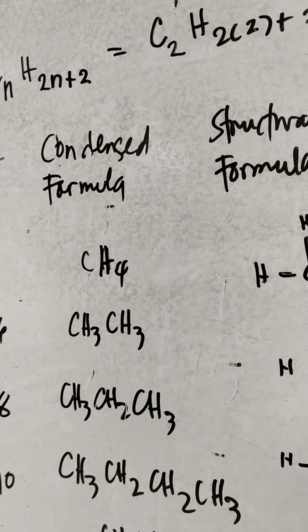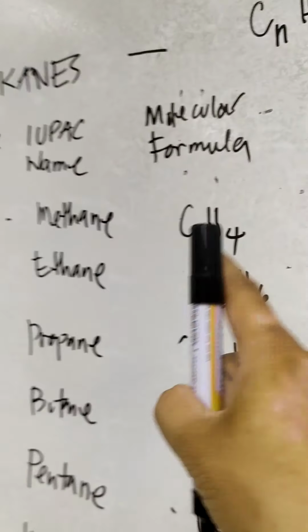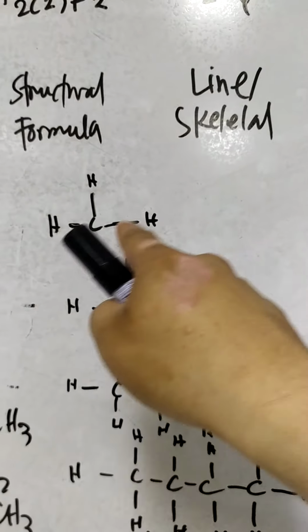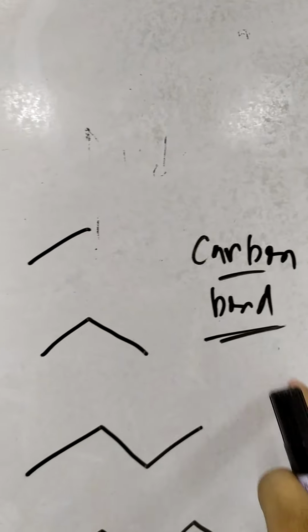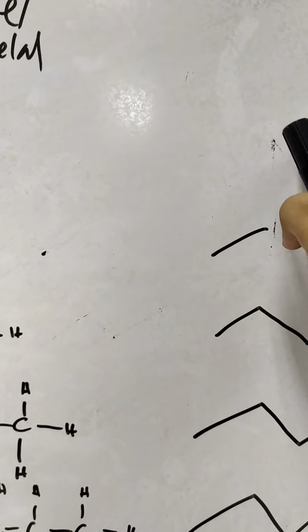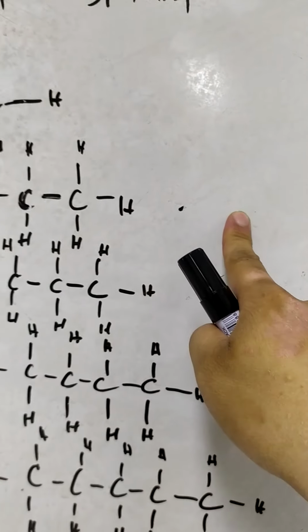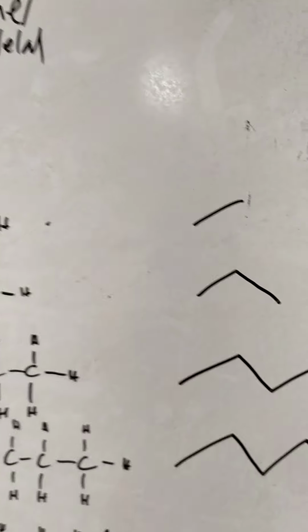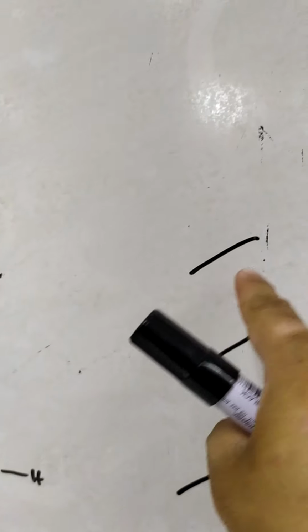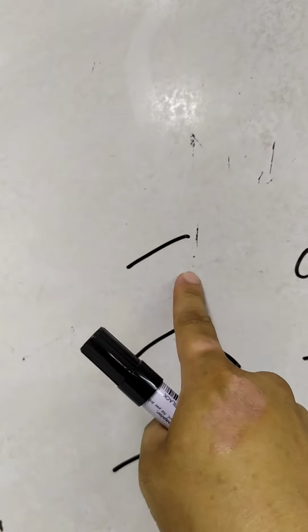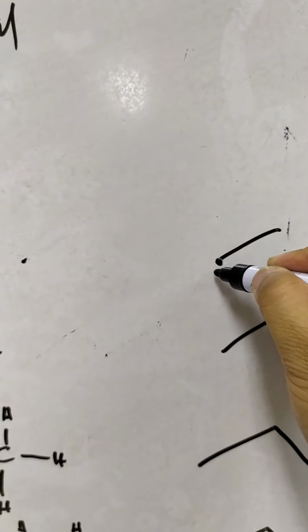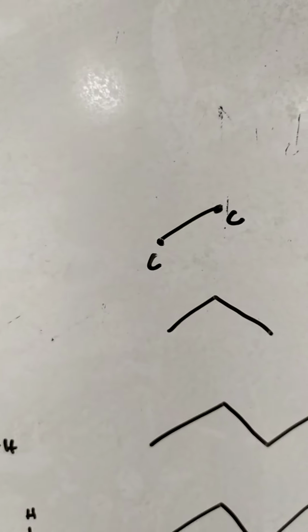So if you have methane, which only has 1 carbon atom connected to 4 hydrogen atoms, there is no carbon bond. So wala siya line form dapat. So it should start at 2 carbon chains. If you have 2 carbon chains, you have a line structure that will look like this, because this point here represents 1 carbon and this one another 1 carbon.